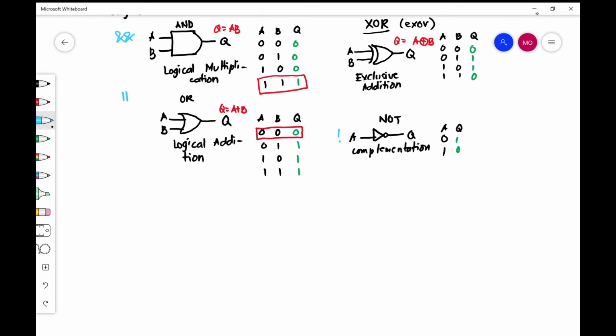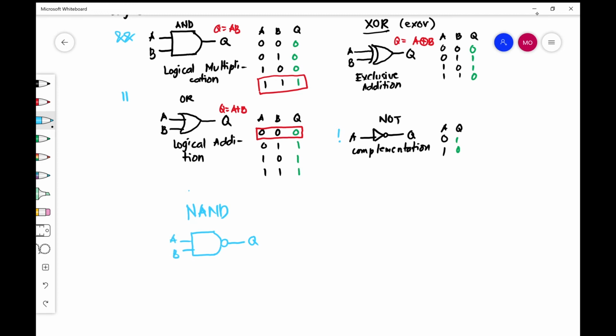So a NAND gate would look like an AND gate, okay, with a NOT in its output. But we can shorten this one with a drawing like this. Just place the bubble there, and there you have your Q.